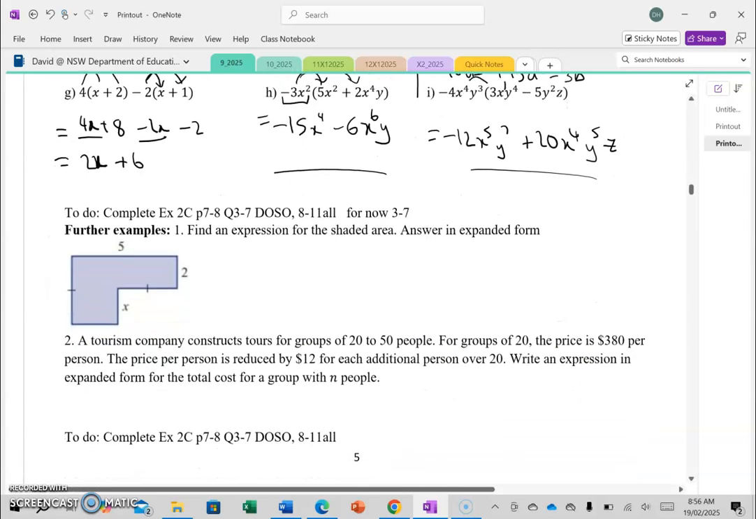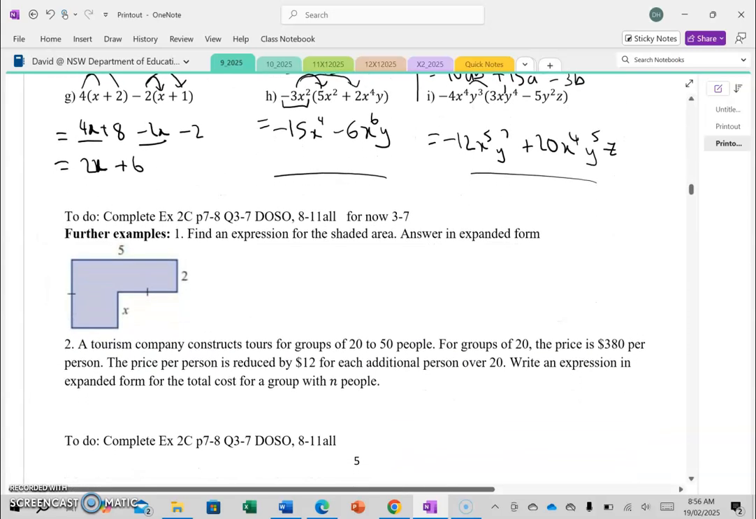Alright, we might move on and we'll do these further two examples. And these are harder problems.